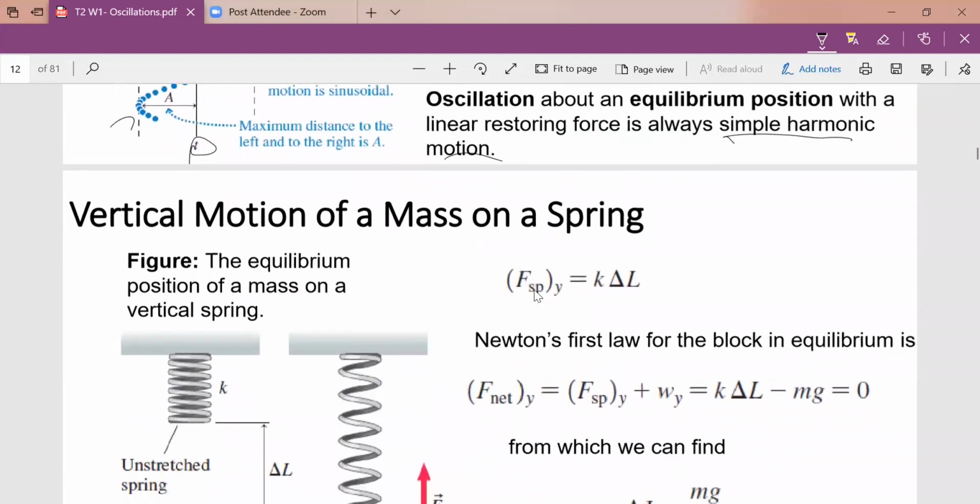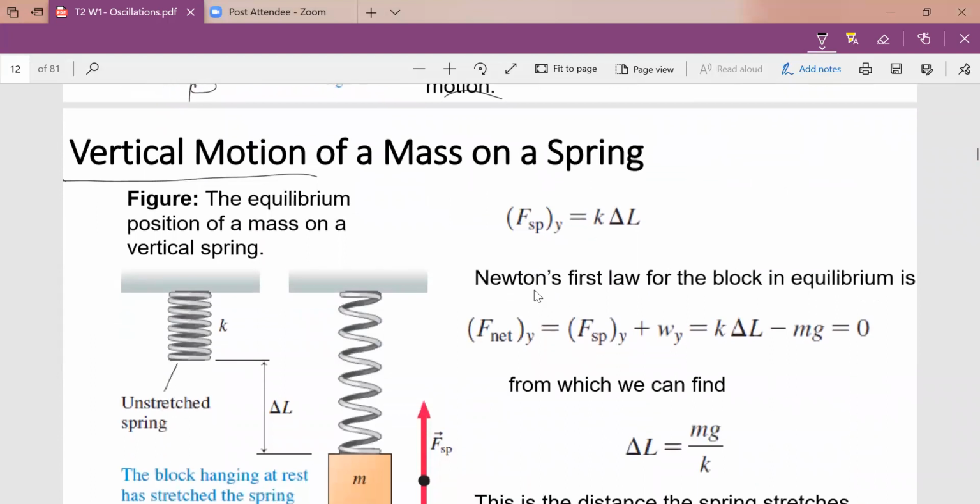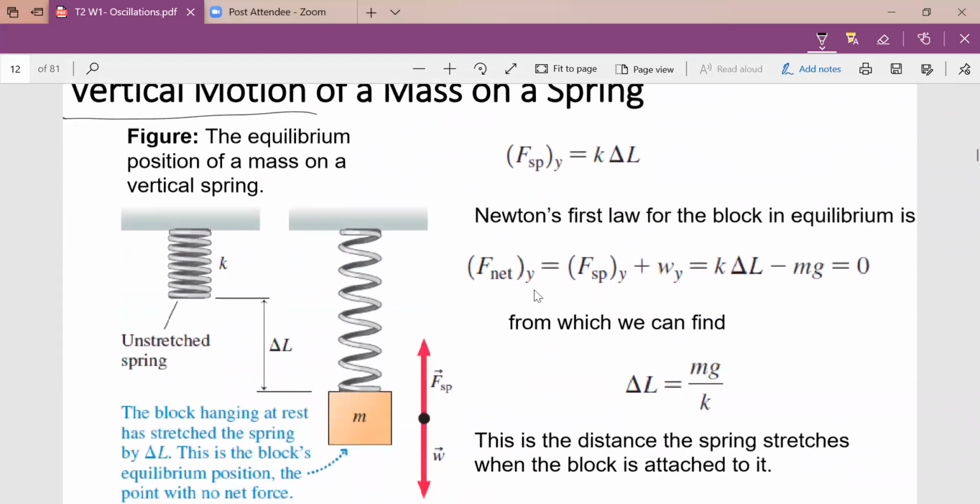So let's look at the vertical motion of the mass on a spring. We just looked at the one that described the x-axis. Let's see what happens if it's on the y-axis. Will it be a simple harmonic motion as well? Are we going to be using the same expression for Hooke's law to describe this? Let's see. So we'll see the figure.